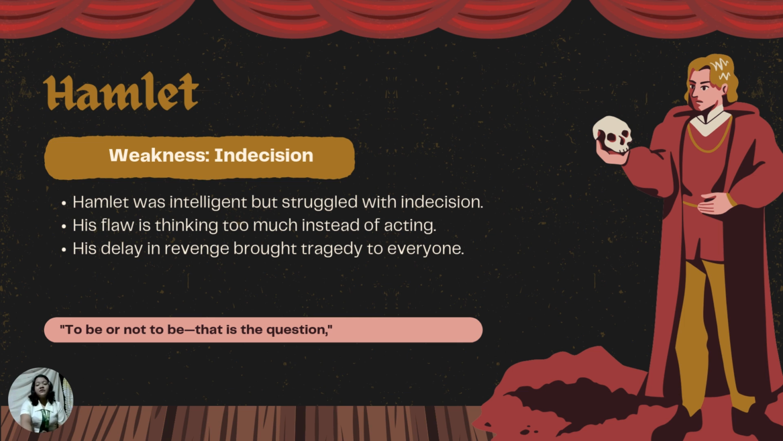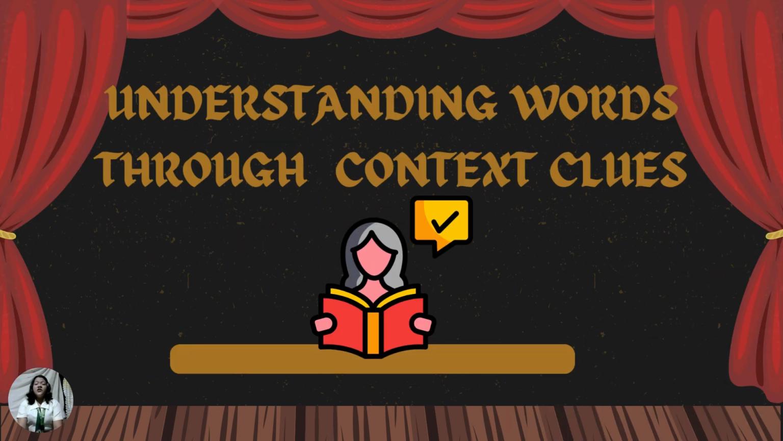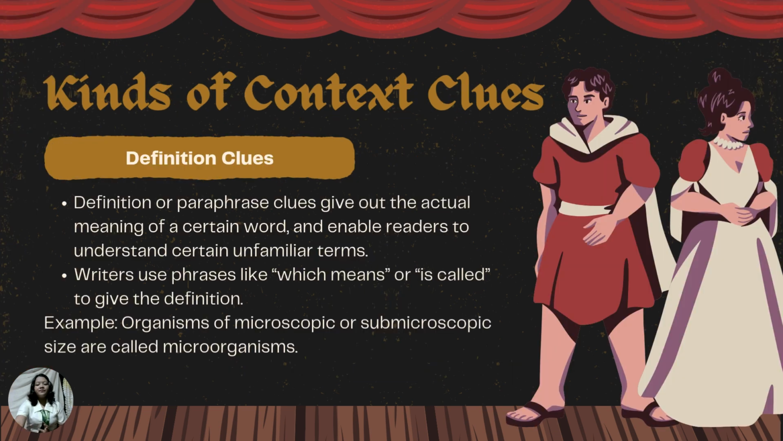Through these heroes, Shakespeare shows that flaws are part of being human, and that even great men are not free from weakness. Just as Shakespeare's heroes struggle with flaws, we as readers sometimes struggle with difficult words. Context clues act as guides that help us find meaning without always opening a dictionary. Learning these clues makes us more confident and independent readers.